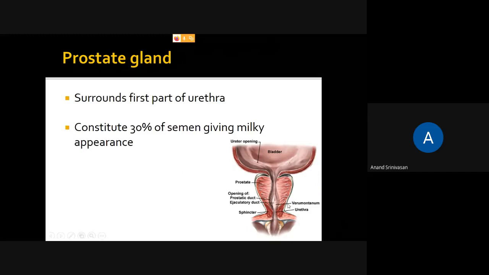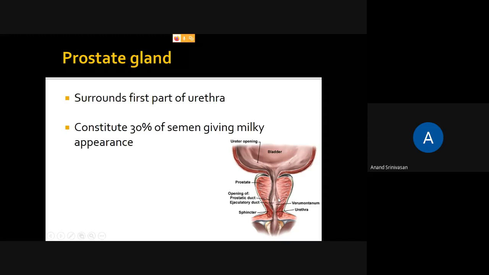Now, what is the function of this prostate gland? It is present only in males, just below the urinary bladder, and it surrounds the first part of the urethra. The prostate also gives rise to certain secretions, and they constitute 30% of the semen, giving the milky appearance. The milky appearance of the semen is because of the prostate gland.